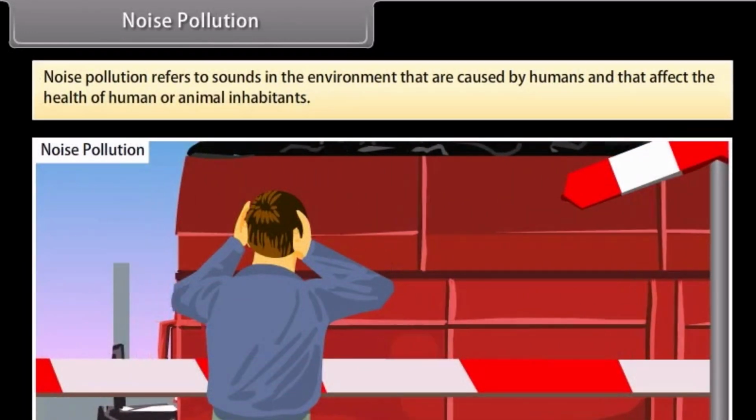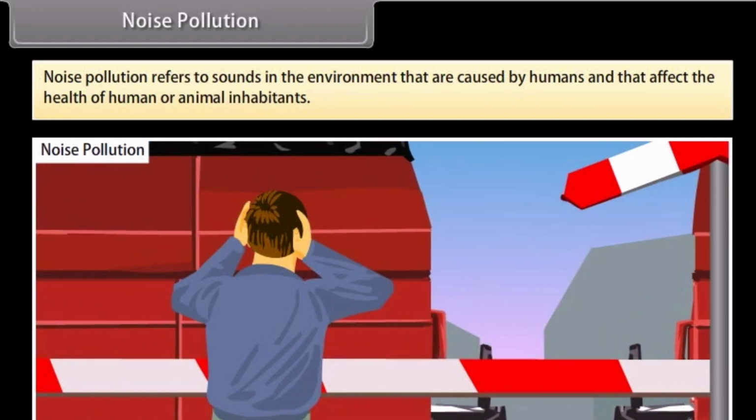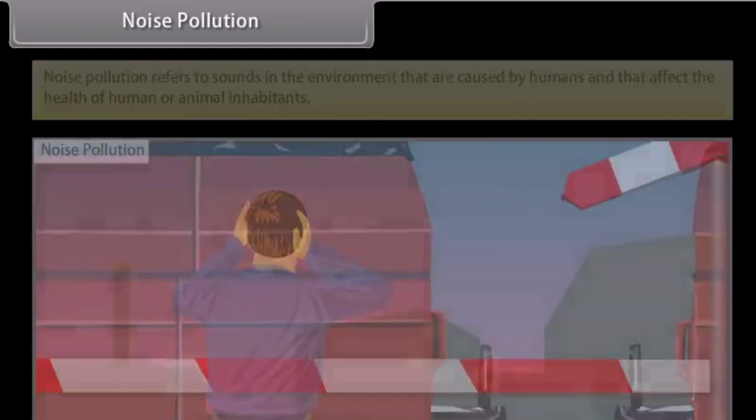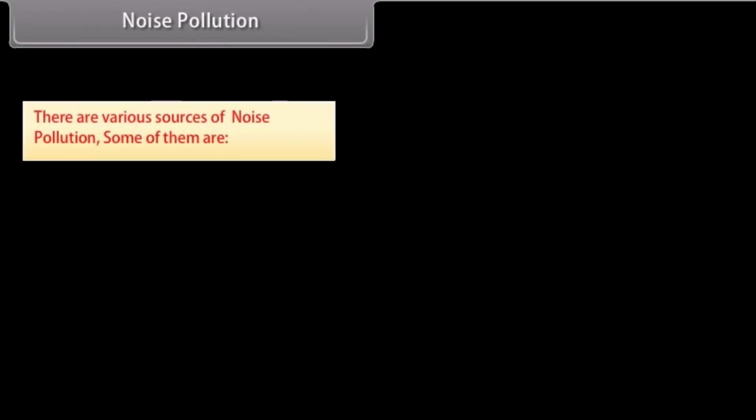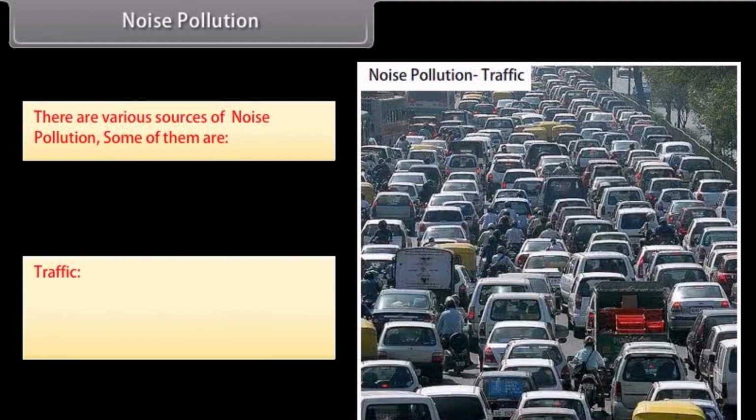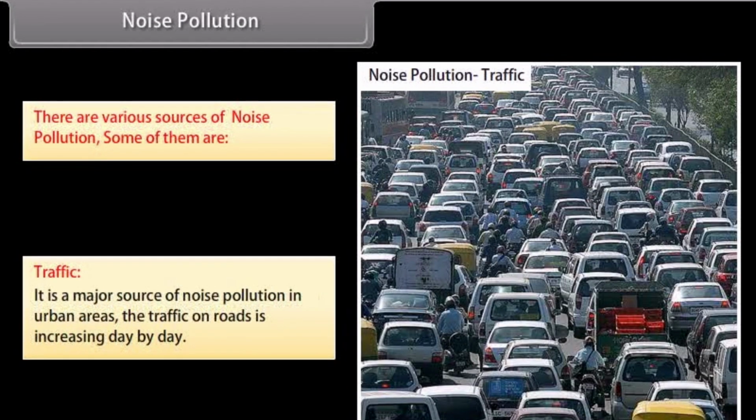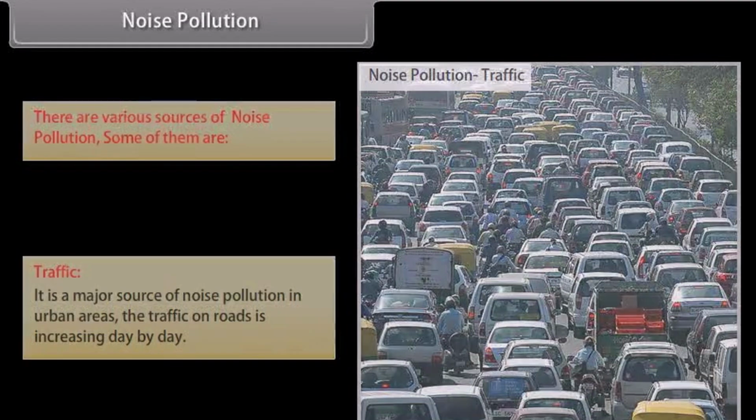Noise pollution. Noise pollution refers to sounds in the environment that are caused by humans and that affect the health of human or animal inhabitants. There are various sources of noise pollution. Some of them are traffic. It is a major source of noise pollution in urban areas. The traffic on roads is increasing day by day.